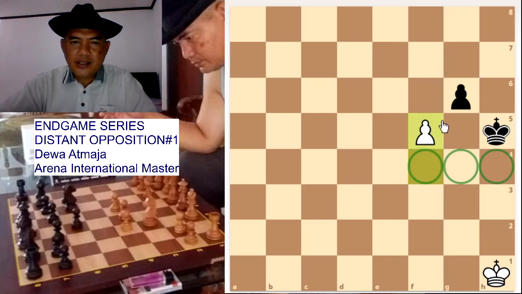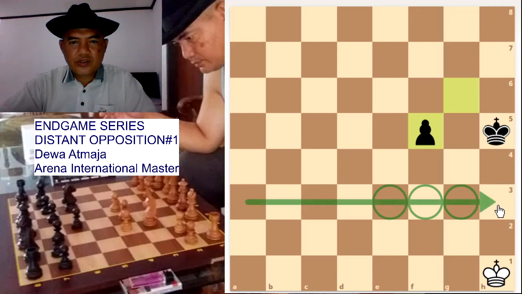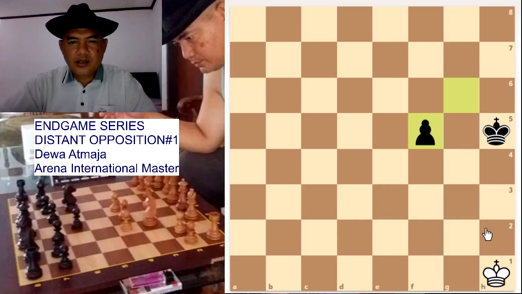Now, once again, a sacrifice, then the pawn that before was on the 7th rank is now on the 5th rank. Now with the pawn on the 5th rank, the key squares are here on the 3rd rank. So this is getting closer to both the white king and the black king.